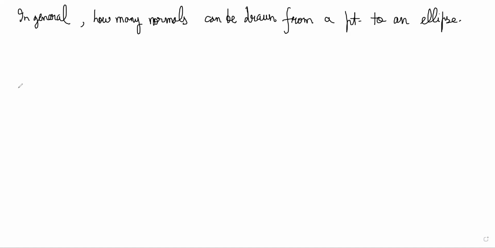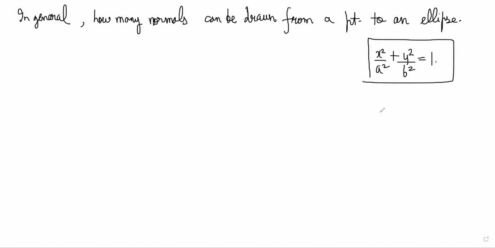So we'll show that it is possible from a point to draw 4 normals to an ellipse. Let's say we have an ellipse x square by a square plus y square by b square is equal to 1. And at the point theta, the equation of the normal in the parametric form, you can derive it. It will come out to be ax by cos theta minus by by sin theta is equal to a square minus b square.